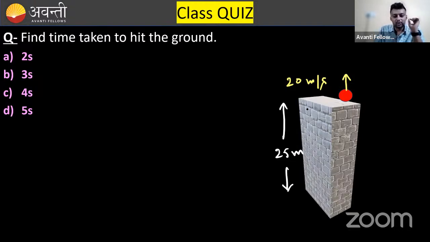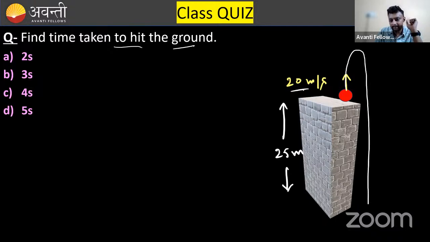The question is, there is a building. A ball is thrown vertically upward with velocity 20 meter per second. Find the time taken to hit the ground. One thing you should know, the ball will go something like that. It will rise and then ultimately it will fall to the ground. Is it clear? Someone has answered 5, 4, 2, answers are there. So what you should do is calculate the time.